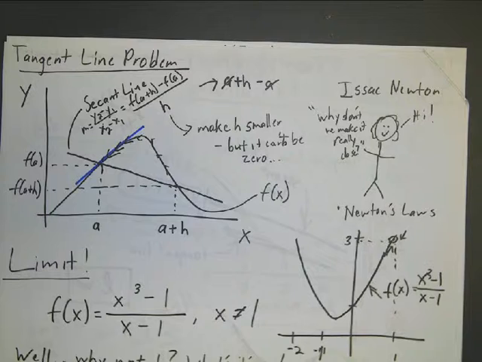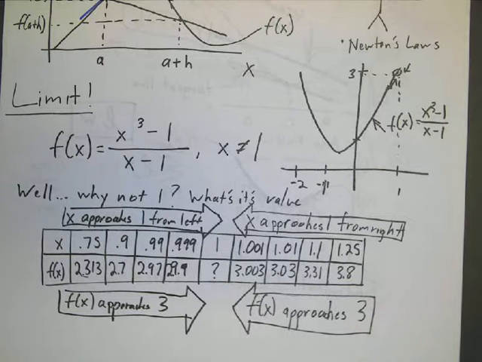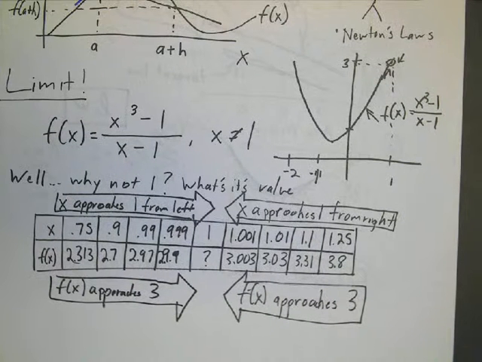Well, let's look at this problem. So here I have this function. f(x) equals (x cubed minus 1) over (x minus 1). Now, why can't I plug in 1 there again? What would happen if I plugged in 1? It would be undefined, right? I'm dividing by 0. But the question is, why not? It has to have some value at 1, right? It has to go somewhere.